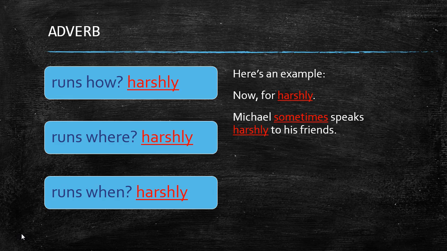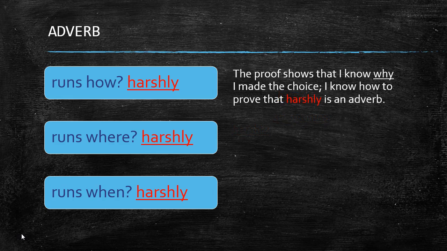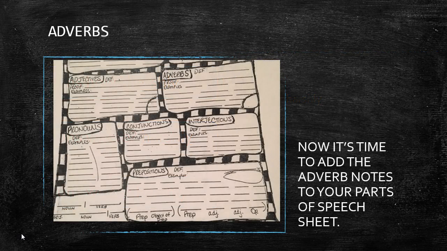Now let's use harshly. Runs how? Harshly. Runs where? Harshly. Runs when? Harshly. Now that definitely works in the runs how question. So now I also know that harshly is an adverb, and I just proved it.